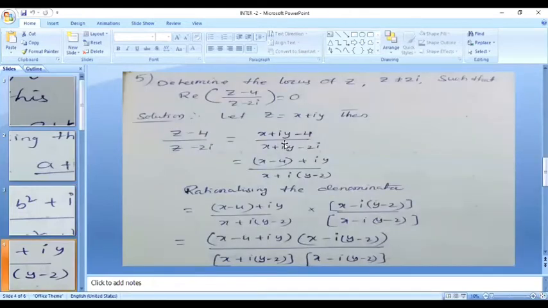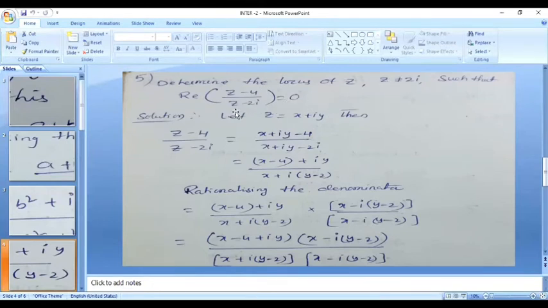Now, example 5. Determine the locus of z. Here z is not equal to 2i. The condition is that z is compulsorily not equal to 2i, such that the real part of (z minus 4) by (z minus 2i) equals 0.